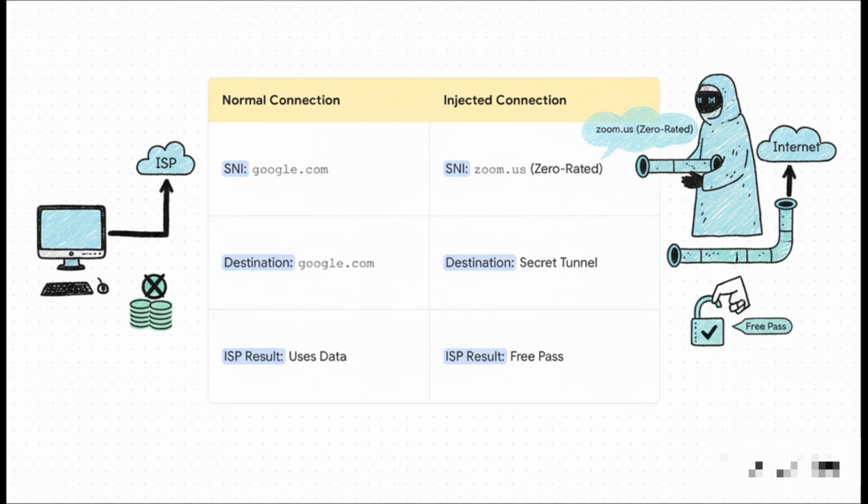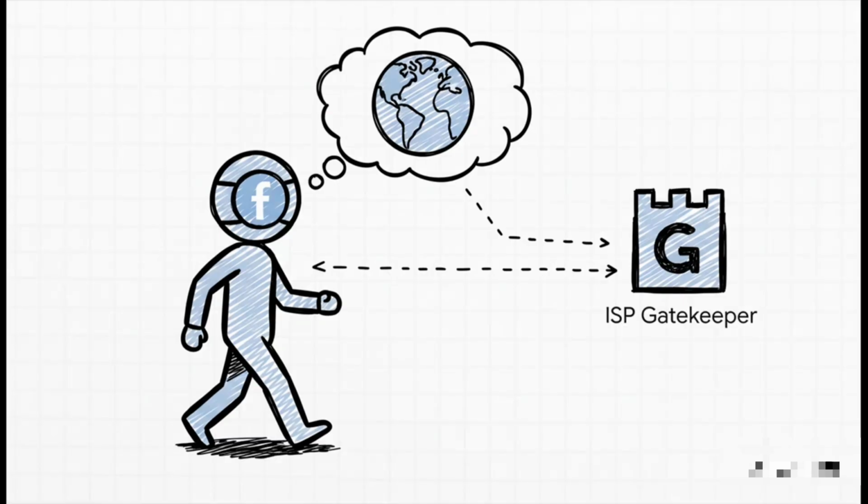Look on the left, that's a normal connection. The SNI says google.com. The destination is google.com, and you use your data. Simple. But look at the right. This is the trick. The SNI, that's your ID card, shows a zero-rated site like zoom.us. The ISP sees that and says, great, free pass. But your actual destination isn't Zoom at all. It's a secret tunnel that leads to the rest of the internet. So at the end of the day, the entire trick is just to make the connection look like it's going to an approved free site, even when its real destination is somewhere completely different.